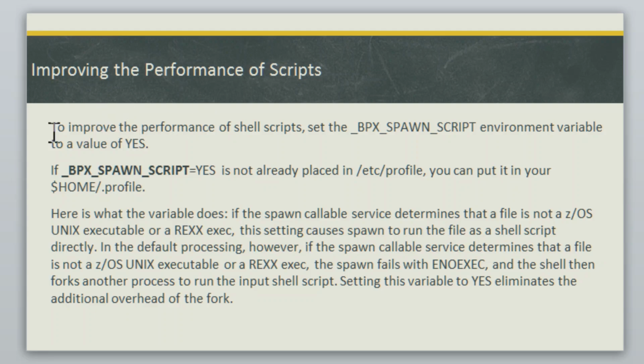To do this, you can set the BPX_SPAWN_SCRIPT environment variable to a value of yes. You can do this in /etc/profile, so you can set BPX_SPAWN_SCRIPT to yes in /etc/profile. Or you can put it in your $HOME/.profile. Now guys, remember this is an environment variable, HOME, so this just means your home directory. In my case, this would be /home/kdown/.profile. We can actually check that out.